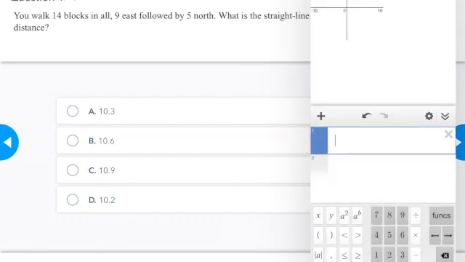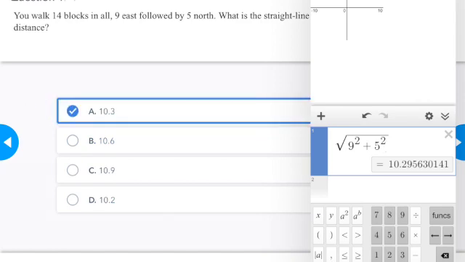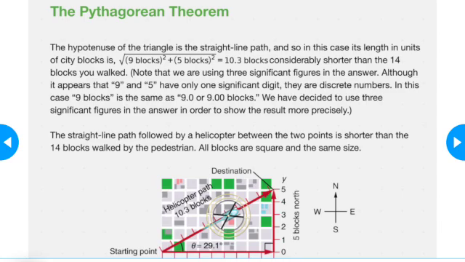Okay, so of course, square root of 9 squared plus the 5 squared as well, and we get 10.29. That 9 is going to round that 2 up, and notice everything's in tenths, so that's where we want to round. And so 10.3 has to be our answer, because that 9 will bump the 2 up to a 3. So here we have a helicopter flying exactly that path, and it shows the calculation that we got to. So there's our straight line using Pythagorean theorem.